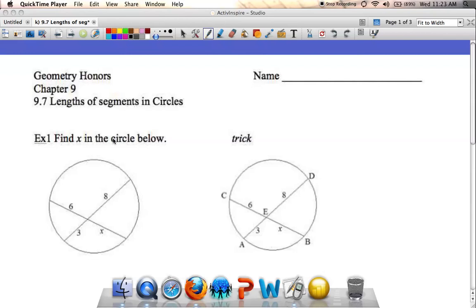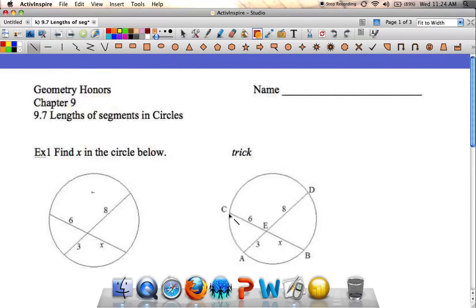Lengths of segments in circles. In the diagram to the left, we have a circle that has chords, and this piece of the chord is 6, this piece is x, this piece is 8, and this piece is 3. Can we find x? Here is what we're going to do.